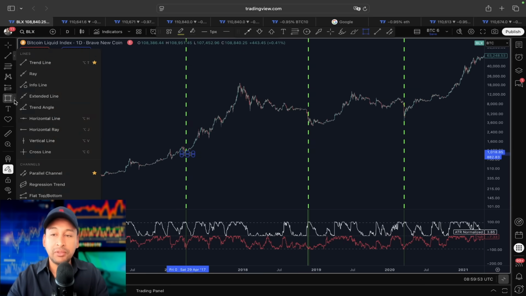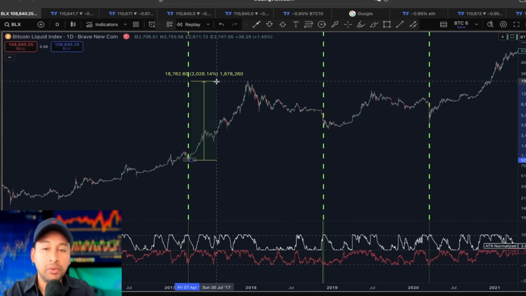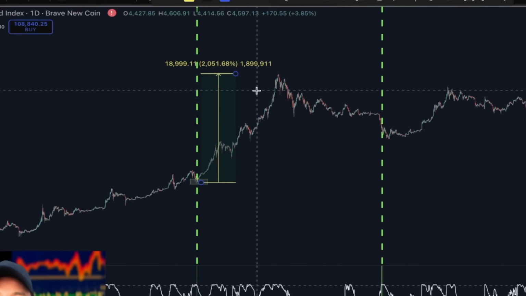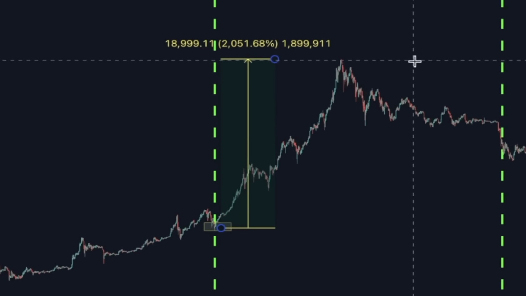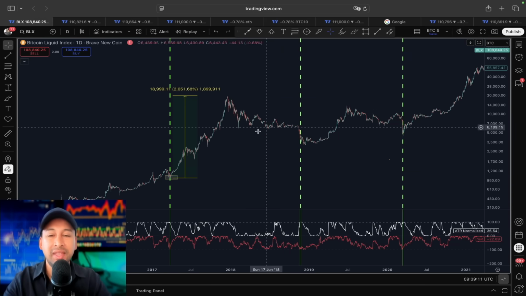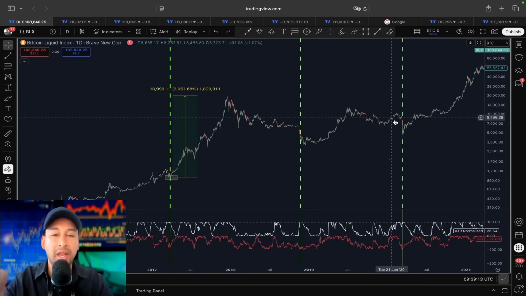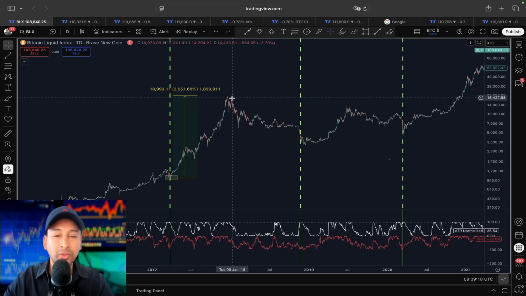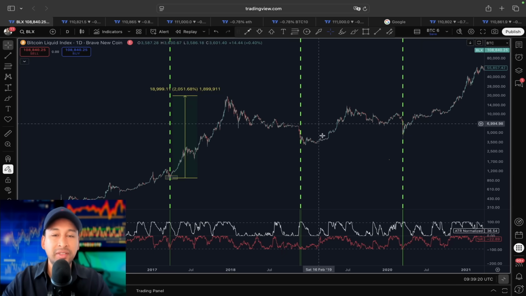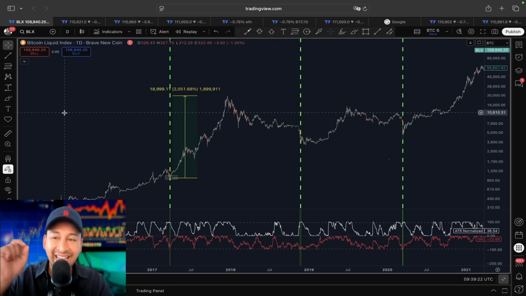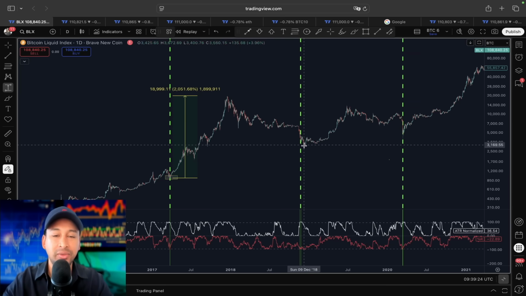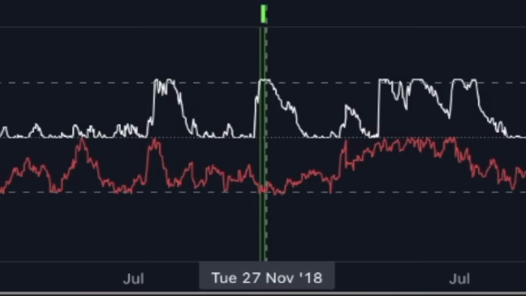If you look at this one here, from the bottom till the top, you can see it was more than a 2051% move. And the same thing has repeated again and again. If you look at this from 2018, when Bitcoin after this markdown phase had a massive sell-off, that is when this indicator to the downside gave us a buy confirmation.